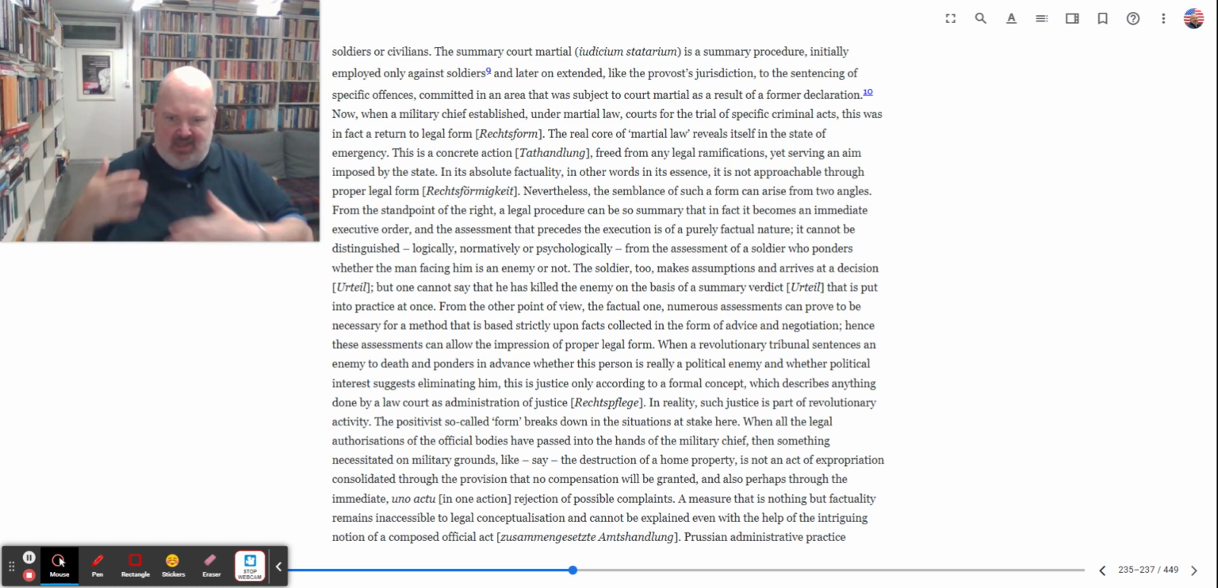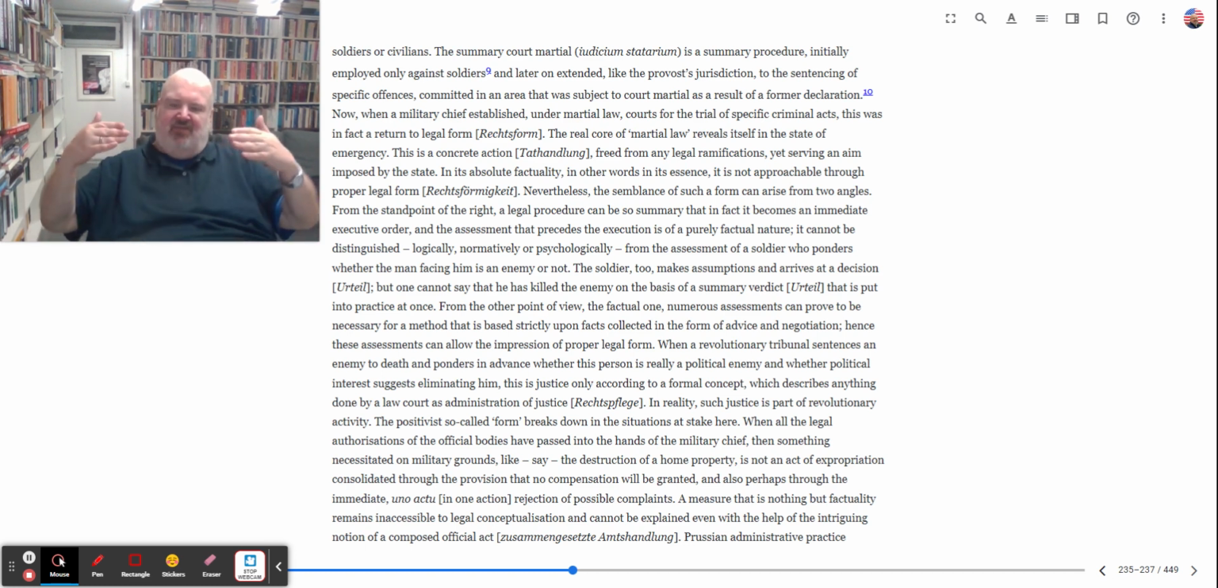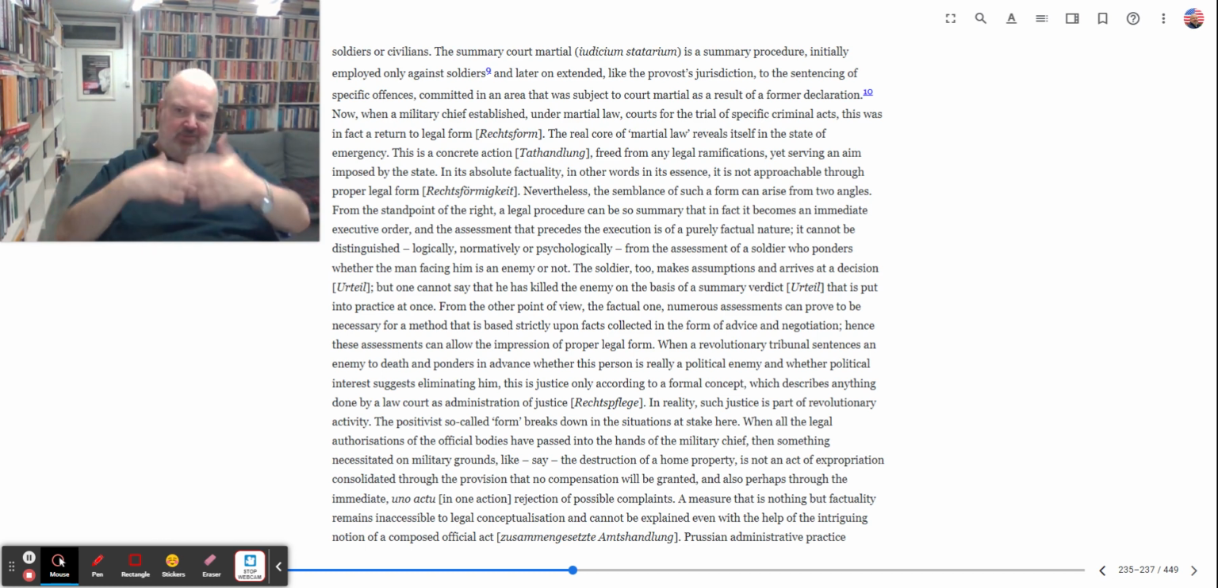This is justice only in that this is a body doing it, right? This process is a process. In reality, such justice is part of a revolutionary activity. So justice is founded within a revolutionary activity, not within normal jurisdictional activity, not as normal law. The positivist so-called form breaks down in the situation at stake here. In other words, the positivist who understands the process of law in terms of the normal situation, in this law, it breaks down. The pure positivist idea here breaks down. Why does it break down, he says. It breaks down.